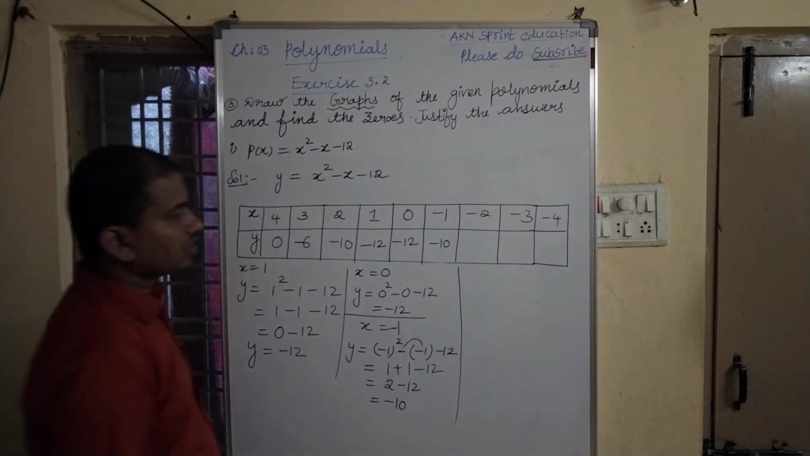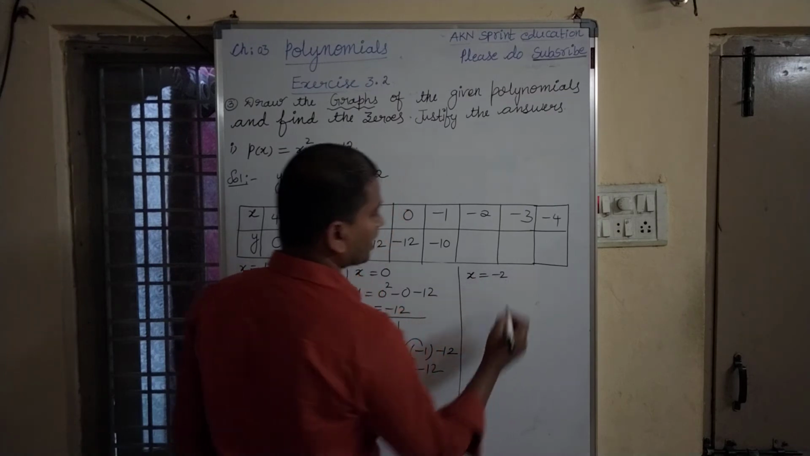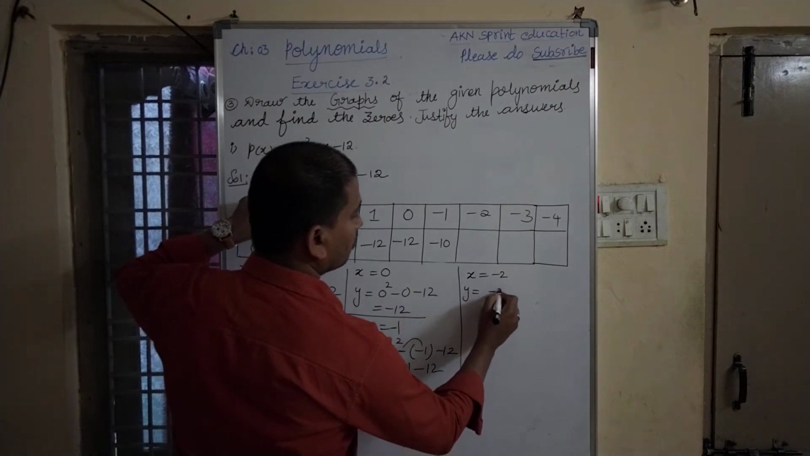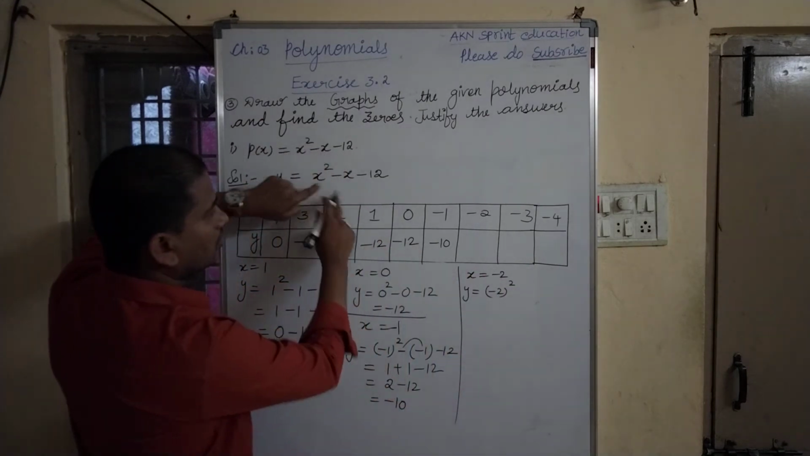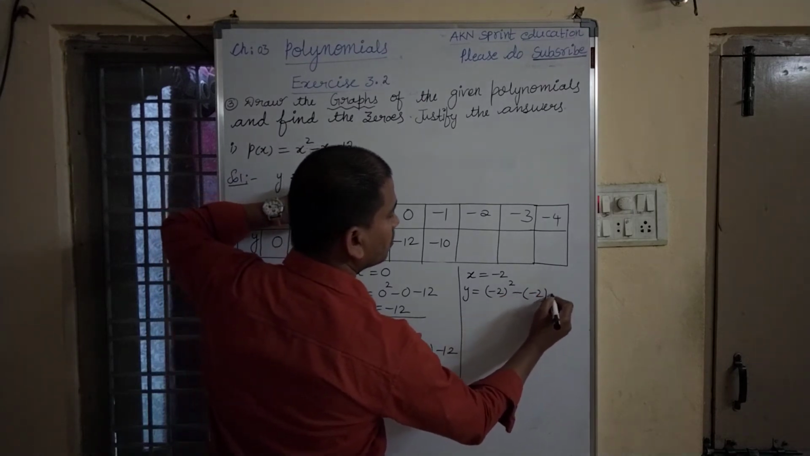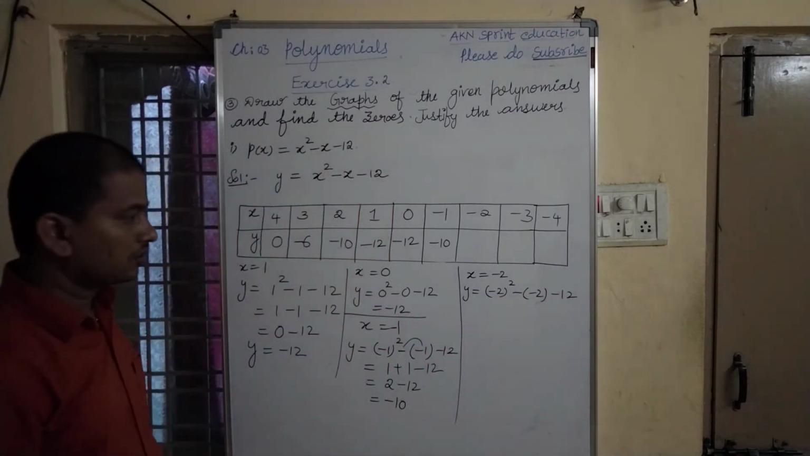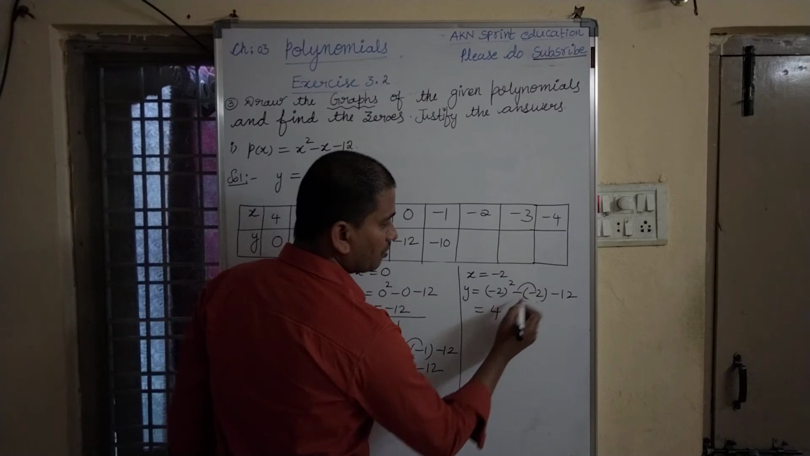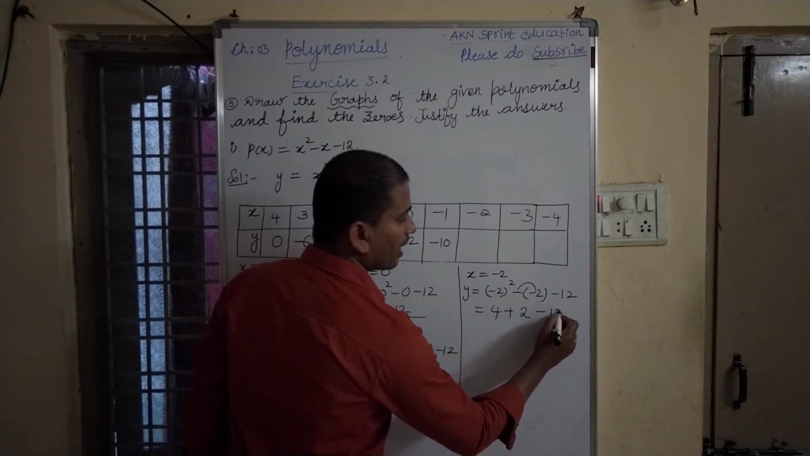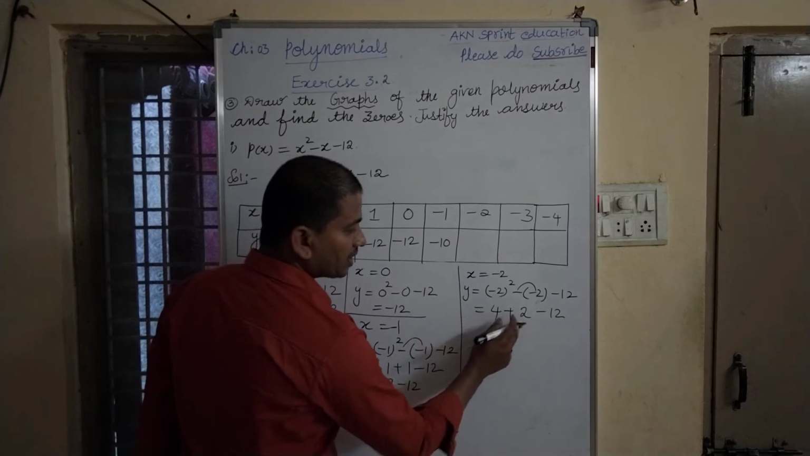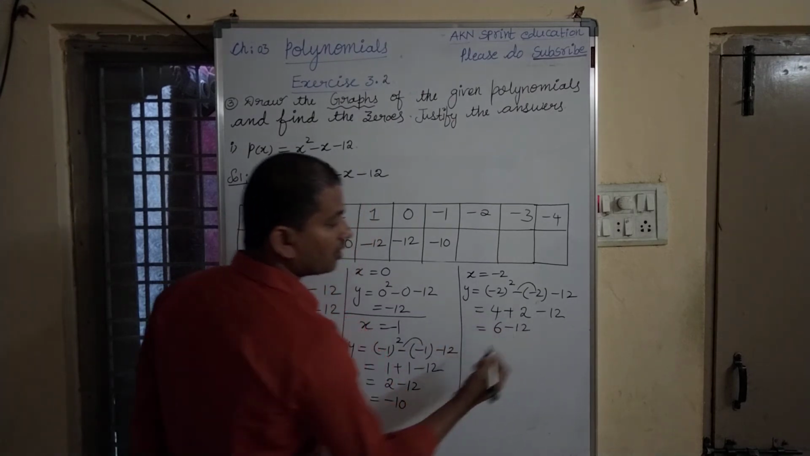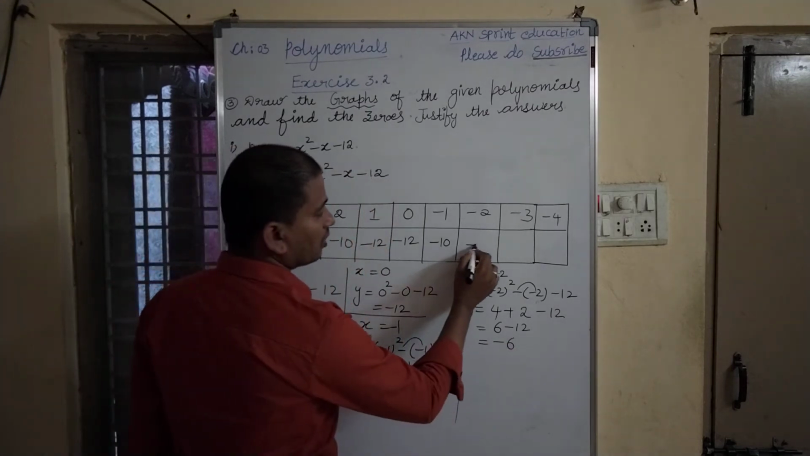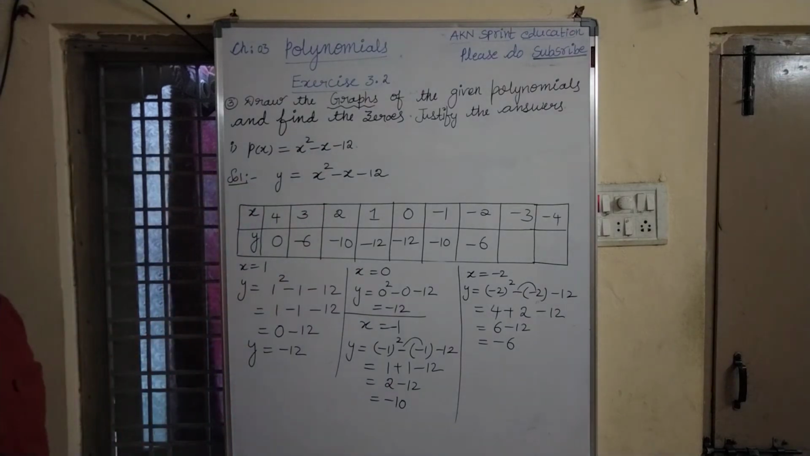Now coming to x equal to minus 2. X equal to minus 2, that is y equal to minus 2 whole square minus of minus 2 minus 12. So minus 2 whole square is equal to plus 4. Minus into minus, plus 2 minus 12. 4 plus 2 is equal to 6 minus 12. 6 minus 12 is equal to minus 6. When x equal to minus 2, y value is minus 6.